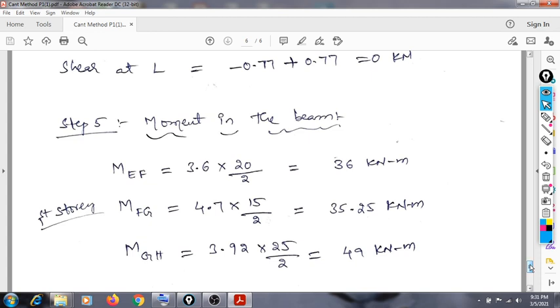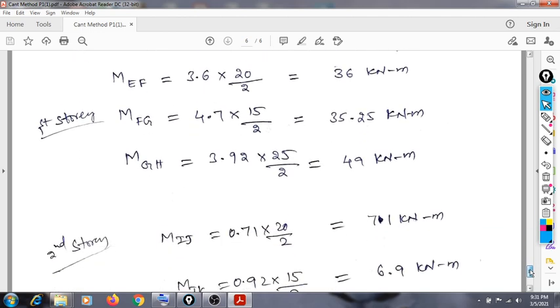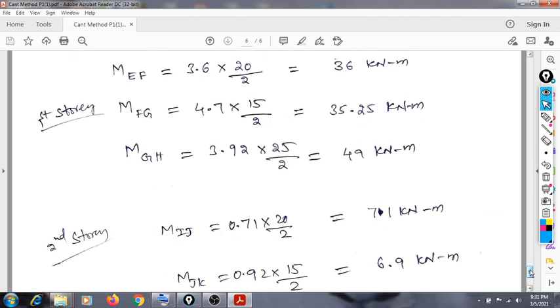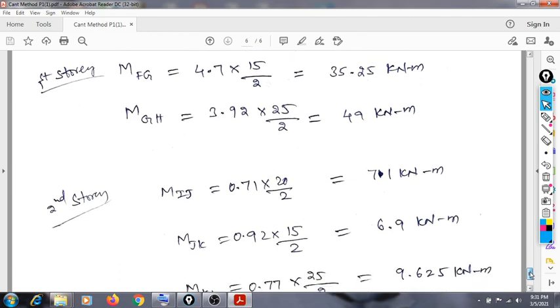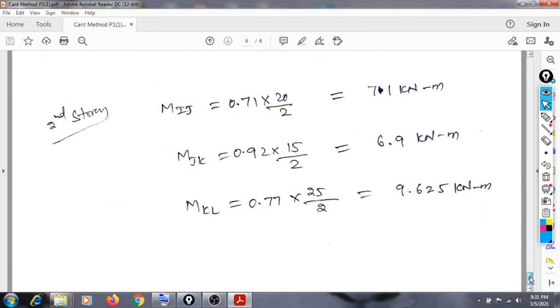So this is the thing. In the last step we have the moment in the beam. The moment is nothing but the shear force in each column, that is 3.6 into 20 by 2, the distance divided by 2, which gives the moment in the beam. Here we have done all the things like MEF, MFG, MGH, and while solving the problem you can easily identify this method, and in this fashion you have to find the moments in the beam.